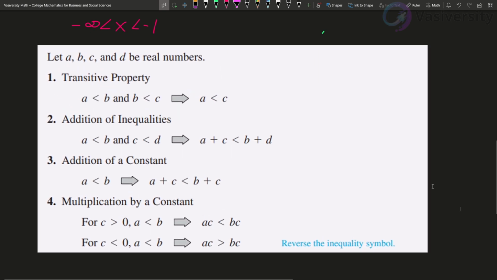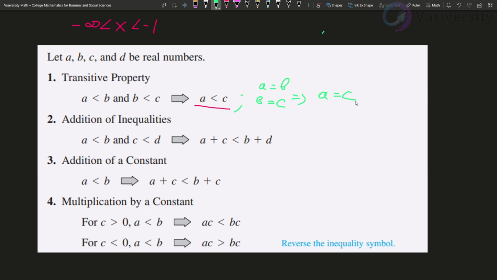Number 1 is the transitive property. In algebra, it is very common to have a transitive property. If a is less than b and b is less than c, then that implies that a is less than c. This is called the transitive property, and it exists in a lot of parts of algebra. The same goes for equality. You can say that a is equal to b and b is equal to c, which implies that a is also equal to c. This is also a transitive property.